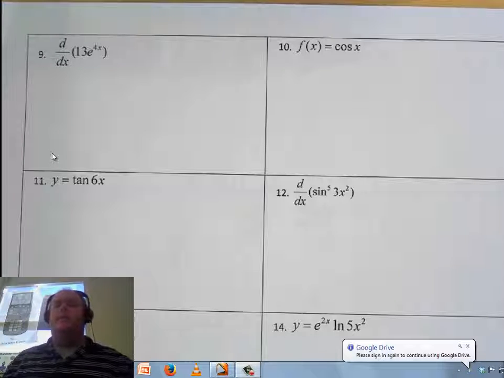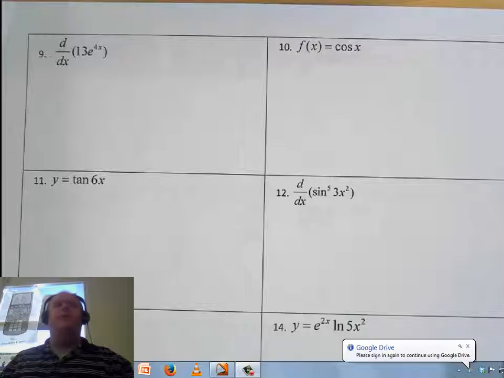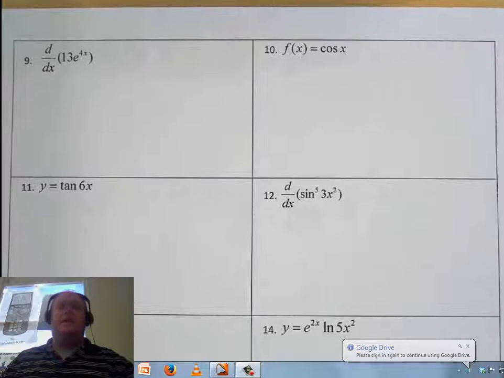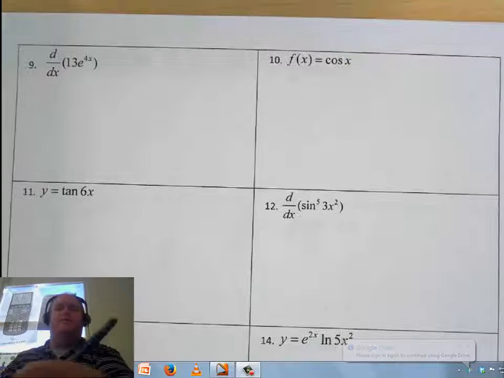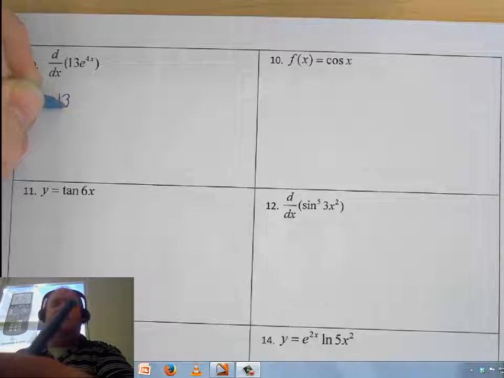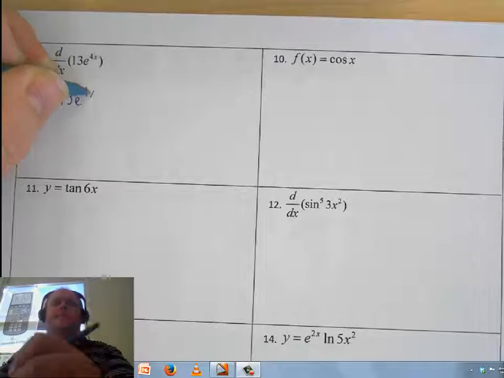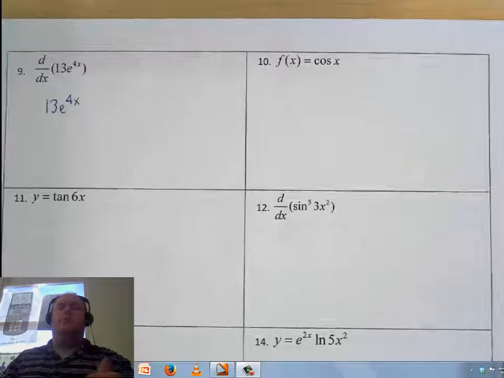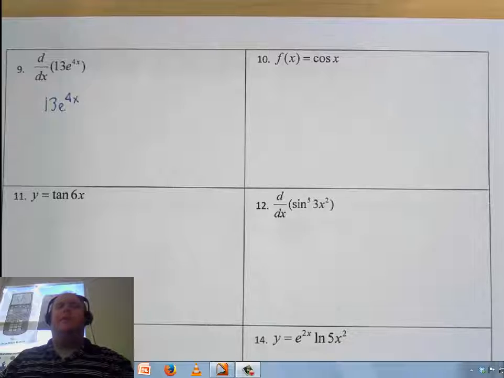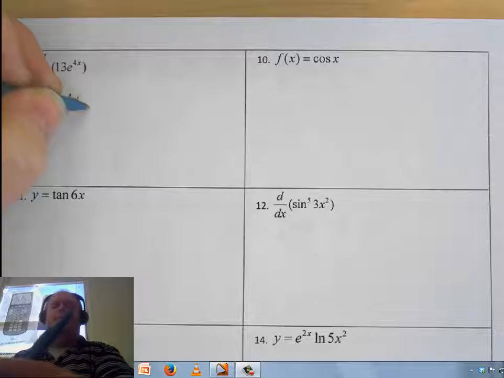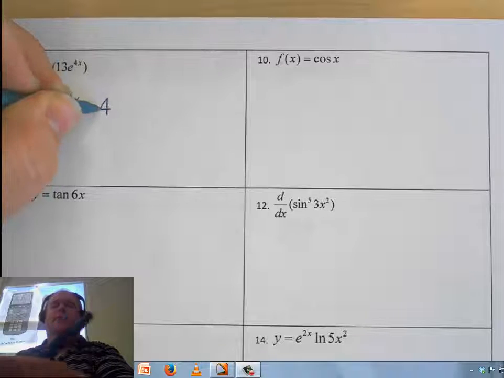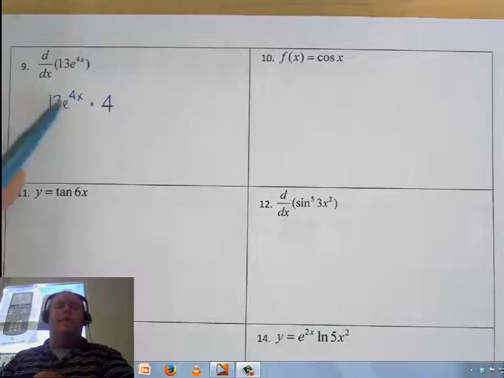Number 9 says find the derivative of 13e to the 4x. All right, the derivative of e to the x is e to the x. So here's what's going to happen. Everything stays the same. Then, chain rule, got to use it. The derivative of 4x is 4. So I'm going to multiply this by 4. Again, I'm not pulling the 4 out of thin air. It's the derivative of the exponent.